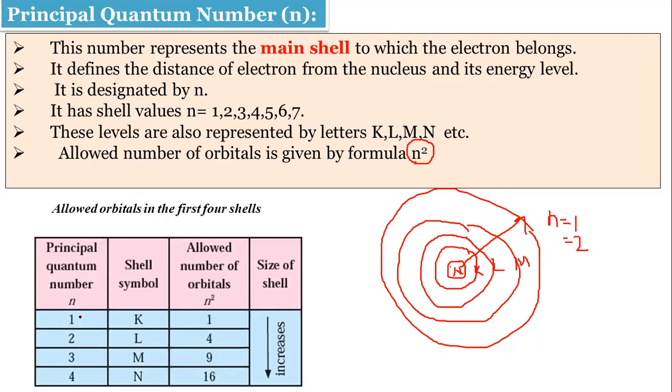See, these are the values of the principal quantum number, these are the shells, and here is the allowed number of orbitals. In the first shell, only one orbital is there. We know only one s orbital is there. In the second shell, by the formula, four orbitals are there. Can anyone tell me which four orbitals are there in the second shell? I will unmute.